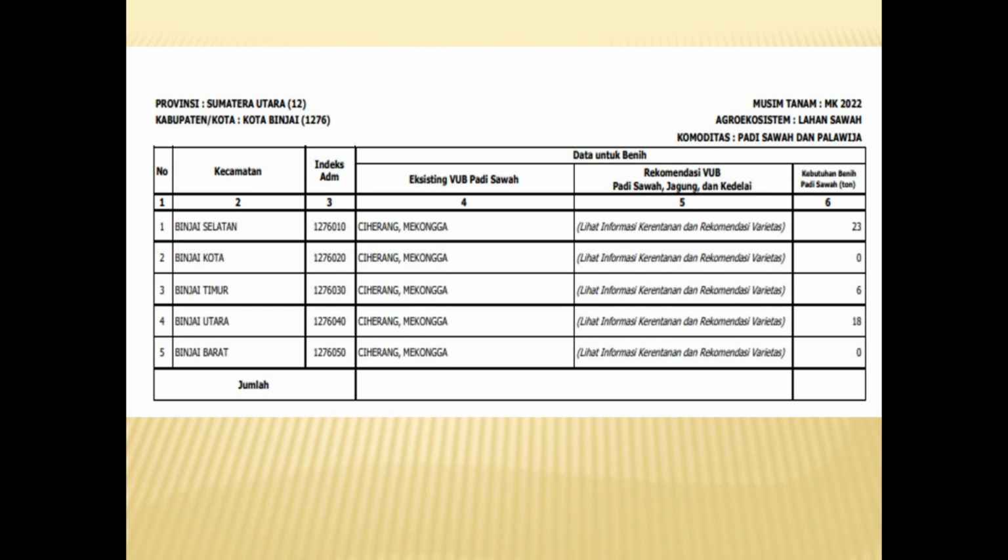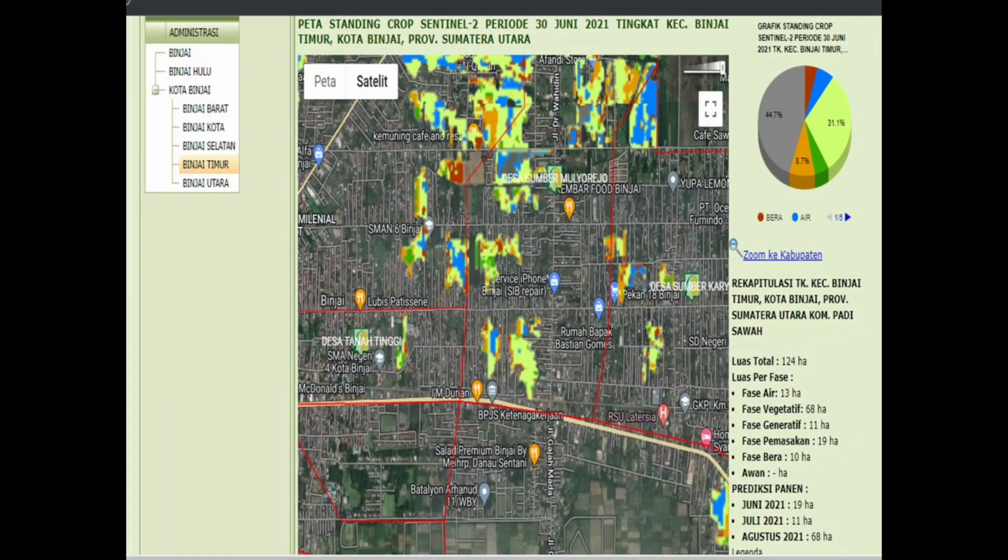This is an example of the required seeds data from South Binjai, Binjai City, East Binjai, North Binjai, and West Binjai. The available varieties are Ciherang and Mekongga. Then the recommendation of rice, corn, and soybean depends on the recommendation viewed from the variety recommendation information. We already have information on soil condition and weather. Then we will see a description of the plants to be cultivated.